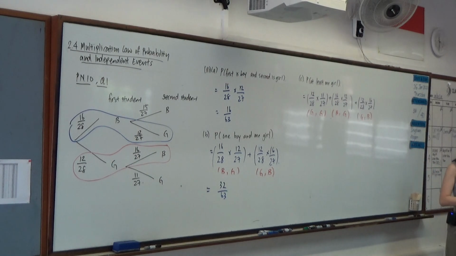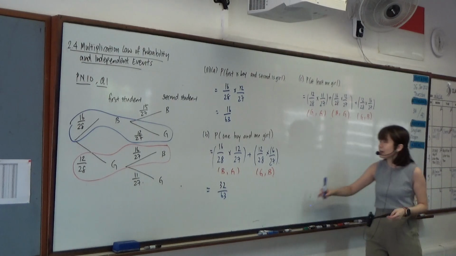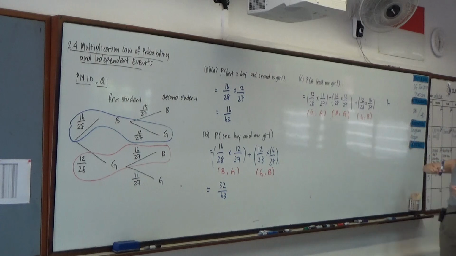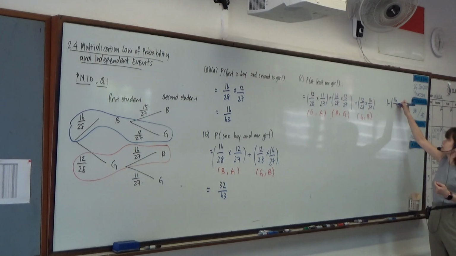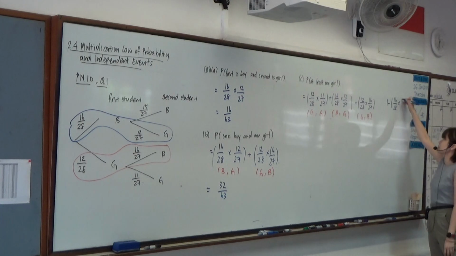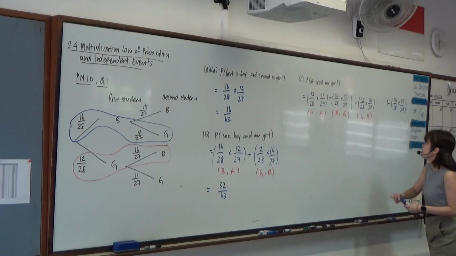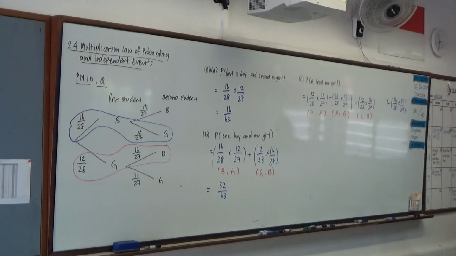Is this the only way that we can present our answers? Is there an alternative way? Jasper, what do you think? You are nodding your head. 1 minus 16 over 28 times 15 over 27. Okay? So what Jasper is proposing over here is to take 1 minus 16 over 28 times 15 over 27, which is the case of all boys.